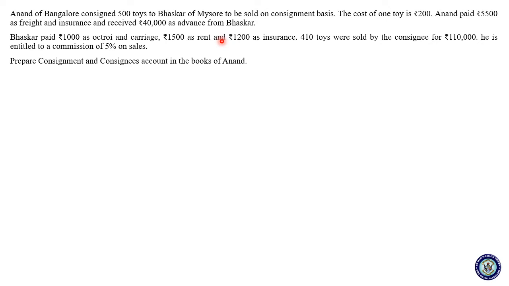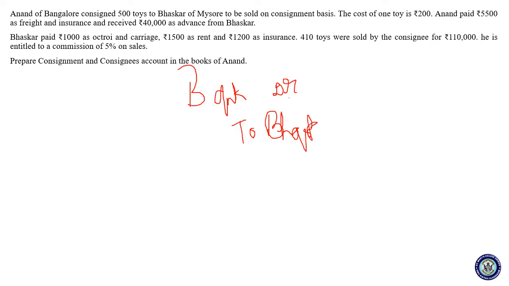What is the journal entry when Bhaskar makes the payment? Bank account debit to Bhaskar, right? The advance payment that is received by Anand is a payment for Bhaskar. Now from Anand's point of view, why bank? Because you received the money, so cash or bank account should be debited. Who is the giver? It is Bhaskar. So where do you show it? In Bhaskar's account, on the credit side, as by bank advance payment.